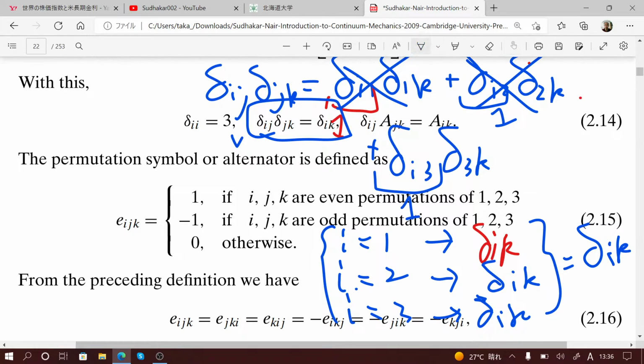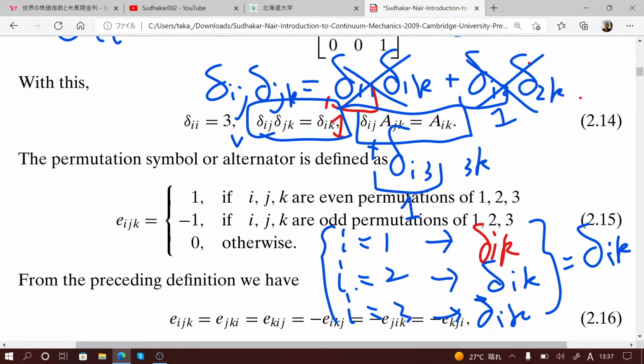Delta ij a jk, I think the same logic takes place here. So then we have delta ij a jk is a ik. I'm sorry, a ik.